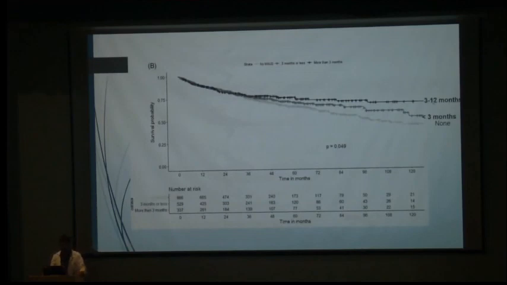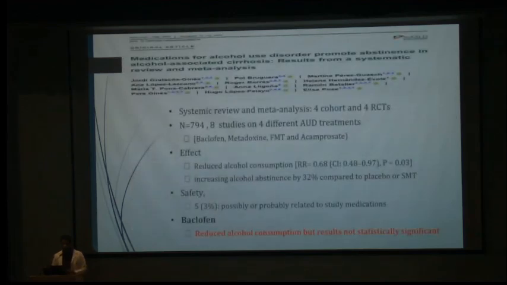So longer duration is important. Okay, so moving on to the next recent systematic review and meta-analysis just published a few months back in Hepatology. It was from 794 people, included studies on baclofen, metadoxine, FMT and acamprosate. The effect they found was that with medication there is reduced alcohol consumption and increased alcohol abstinence by 30 to 32% compared to placebo or standard medical treatment.